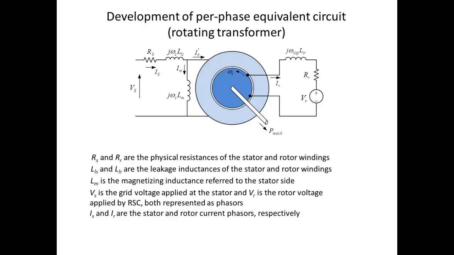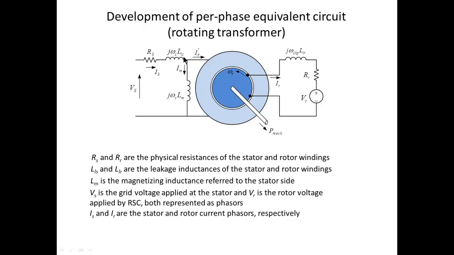As you are well aware, the operating principle of a three-phase induction motor is very similar to that of a three-phase transformer, and therefore the per phase equivalent circuit of the induction machine, in this case a DFIG, will also be very similar to the per phase equivalent circuit of a transformer, which is shown here. Here the primary winding of a transformer would correspond to the stator winding, and the secondary winding of the transformer would correspond to the rotor winding.